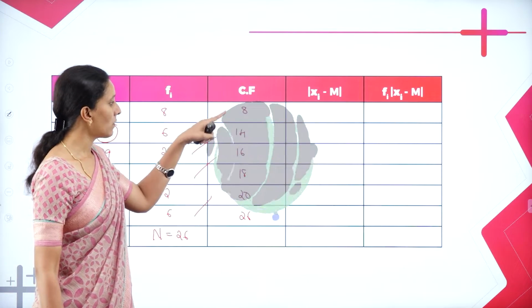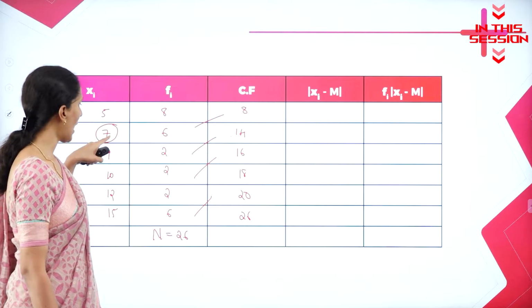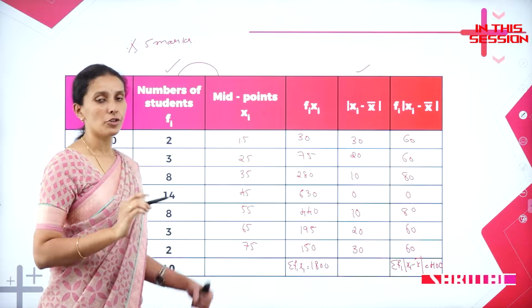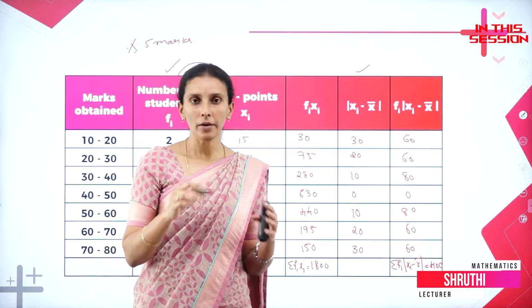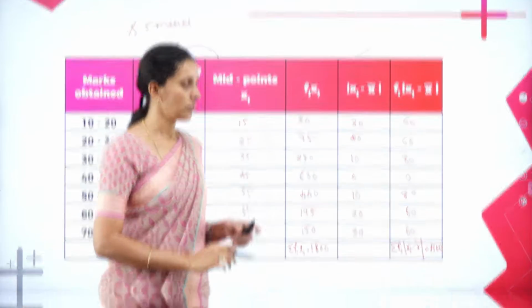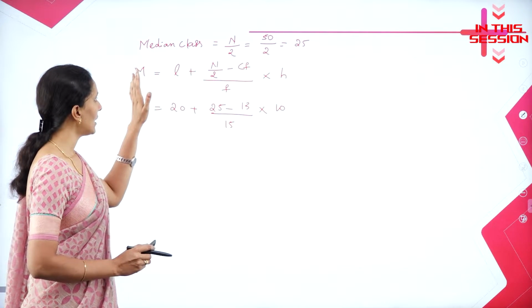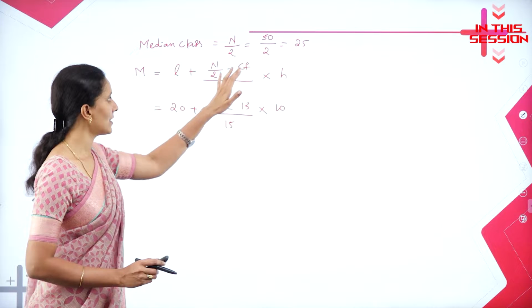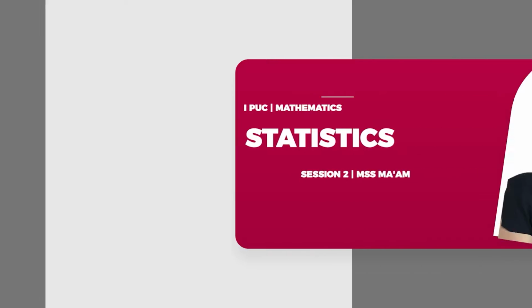From 9th observation to 14th observation, the value is 7 here. So calculation of mean deviation about mean or median, they will ask you for 5 marks in your examination. Again, use the formula for the median, that is L plus (n by 2 minus CF) by F into H.